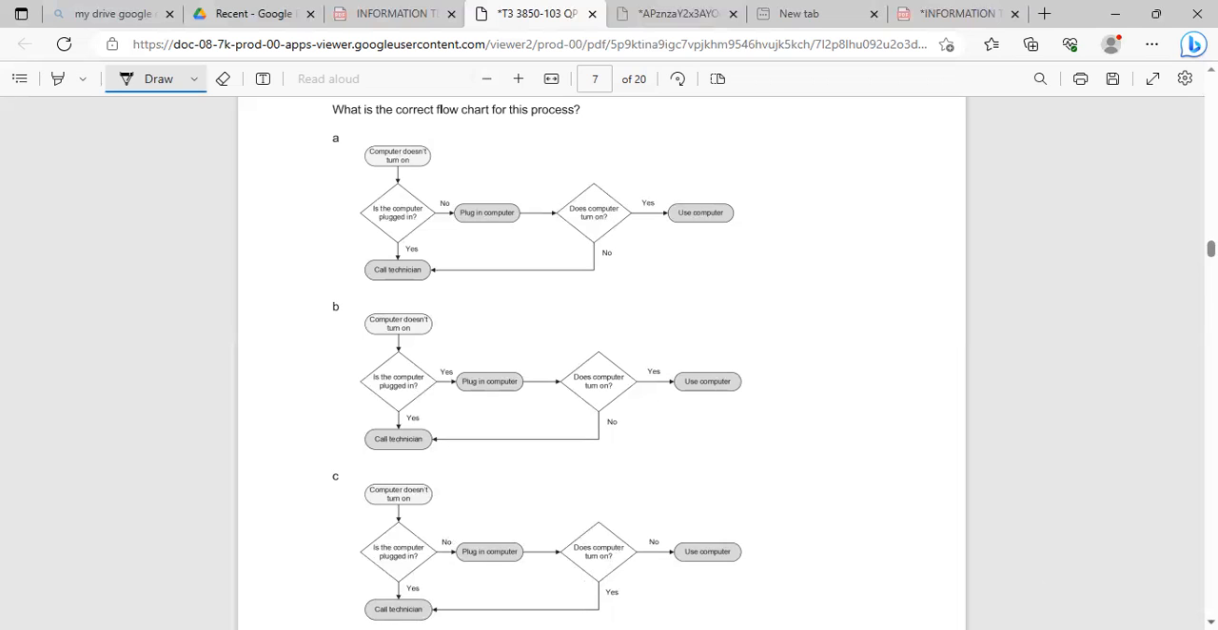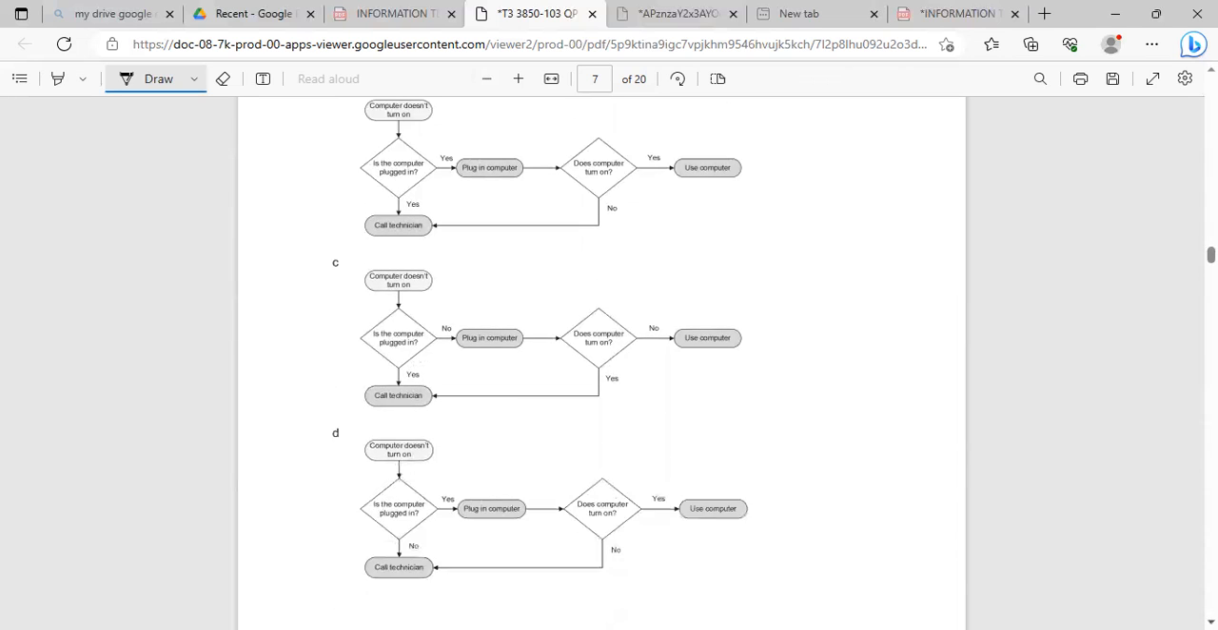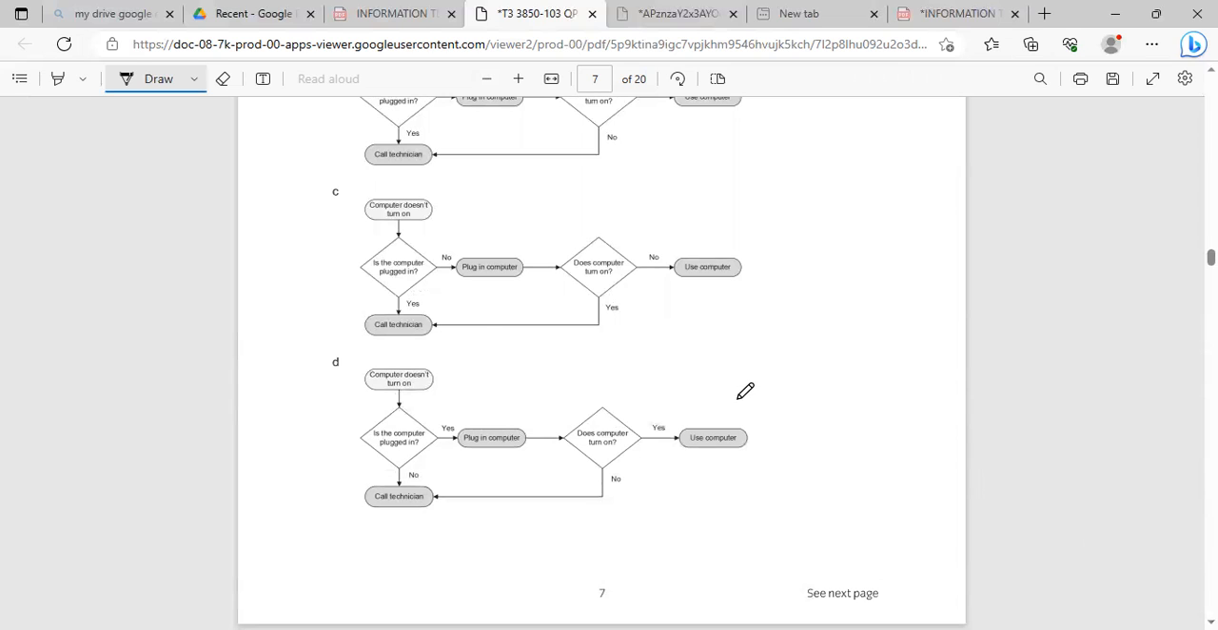I just want you guys to get a feel. One of these is coming on your paper. All right, let's look at this one now. Computer doesn't turn on. Is the computer plugged in? Yes. Plug in the computer.